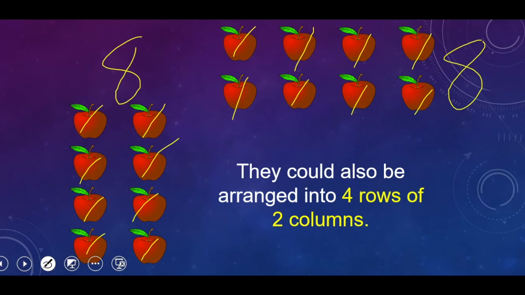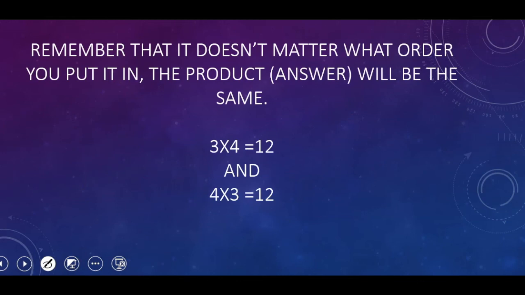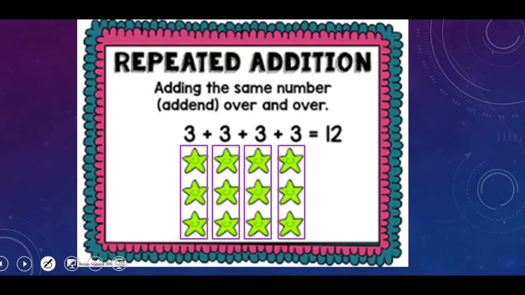And that it doesn't matter which order they go in, as long as you have 8 apples, you can put them into 2 rows of 4 columns or 4 rows of 2 columns. It will always be the same answer.